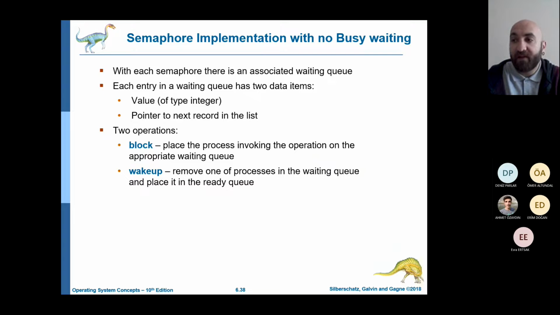So we have two operations, block and wake up. If the semaphore is not available, instead of busy waiting, we are going to block, or suspend, the process. And if another process signals the semaphore, that means now we have resources that process needs, and we can wake up that process. So basically that means we are going to move that process from the waiting queue to the ready queue.